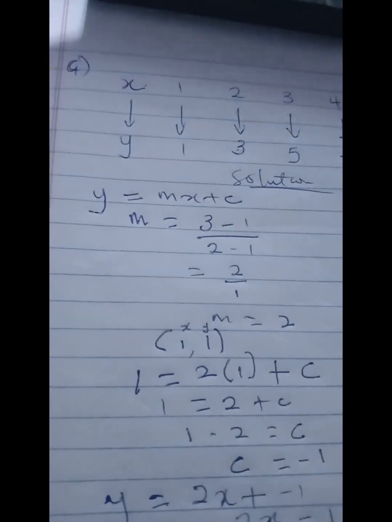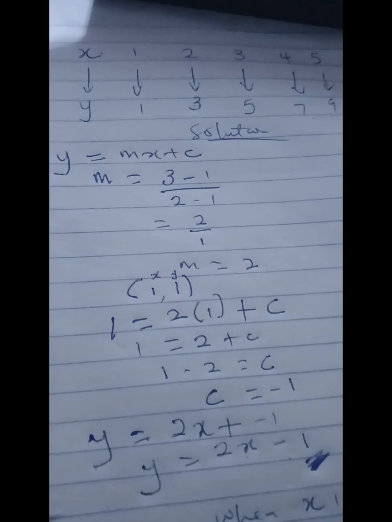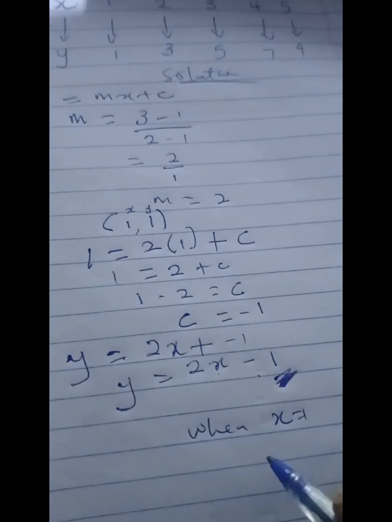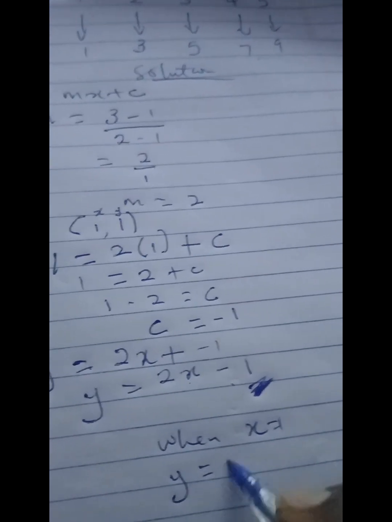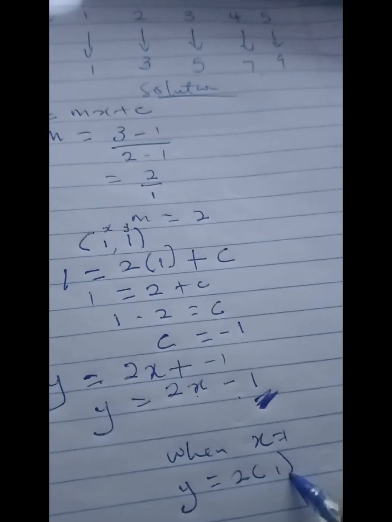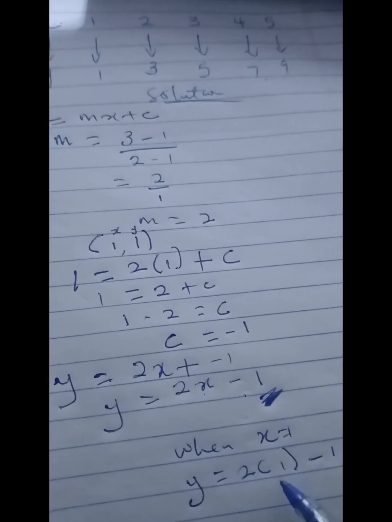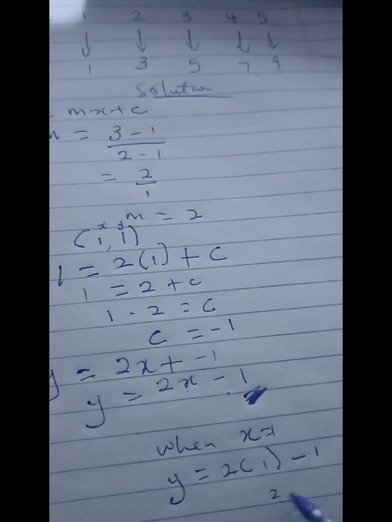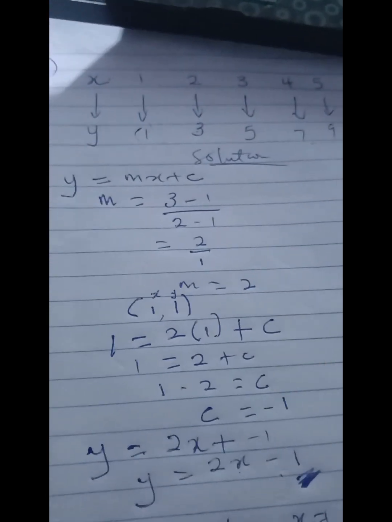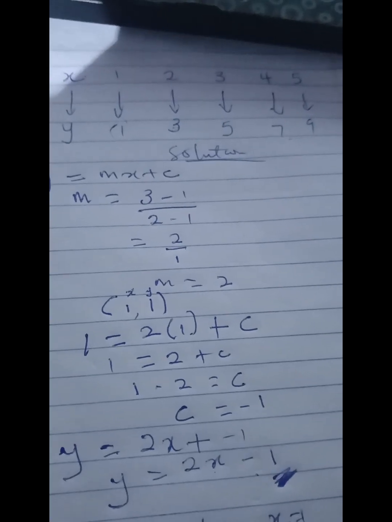Now let's try the first two. When x is 1, then our y will be equal to 2 times 1, then minus 1. 2 times 1 is 2, then minus 1, which is 1. Now let's check to see if it's true. Yes, it is true. Let's check for the second one. What if x is equal to 2?